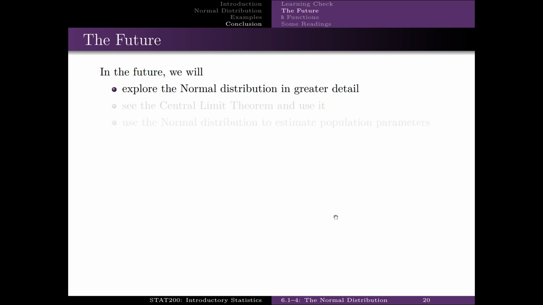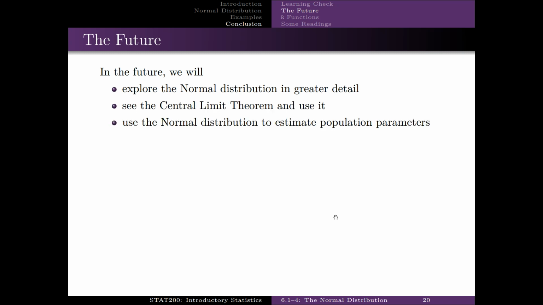In the future, we're going to keep working with the normal distribution simply because of the central limit theorem. And we're going to use this normal distribution to estimate population parameters. But this last one will be the second half of the course.